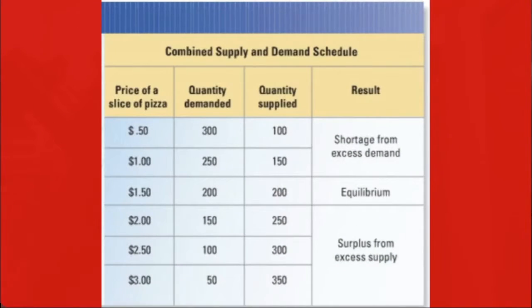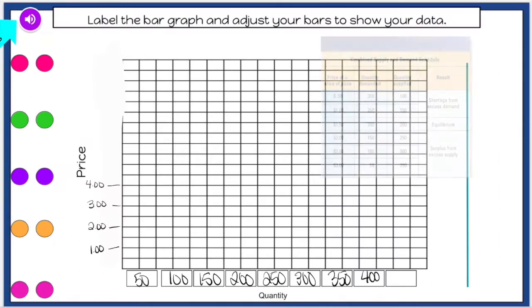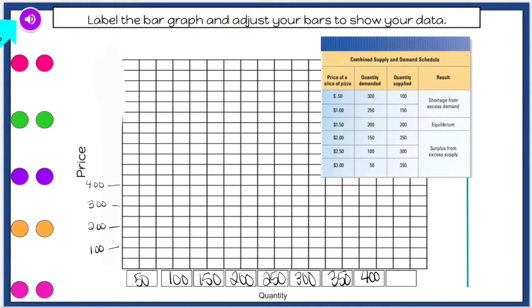This is a combined supply and demand schedule. So as you can see, you have the price of pizza, and then you have quantity demanded and quantity supplied. Which price has both quantity demanded and quantity supplied equal? Well, hopefully you can see that at $1.50, the quantity demanded is 200 and the quantity supplied is 200. That's equilibrium. At 50 cents, the quantity demanded is 300.